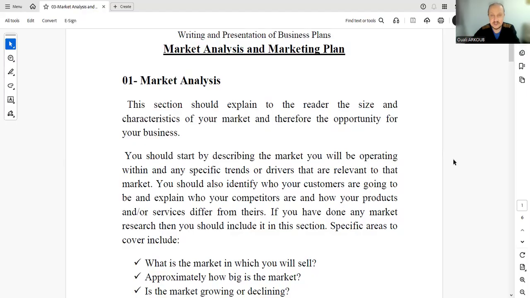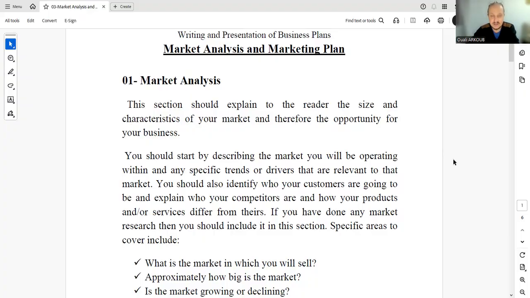What does market analysis mean? This section should explain to the reader the size and the characteristics of your market, and therefore the opportunity for your business. The reader here can be an investor or a manager who reads your market analysis and marketing plan, and also your business plan and your business report.